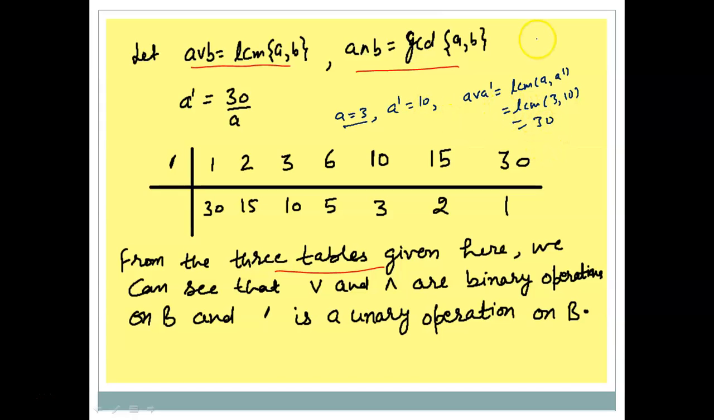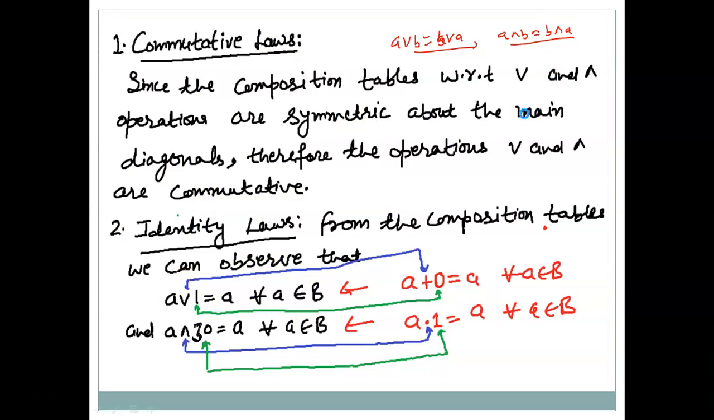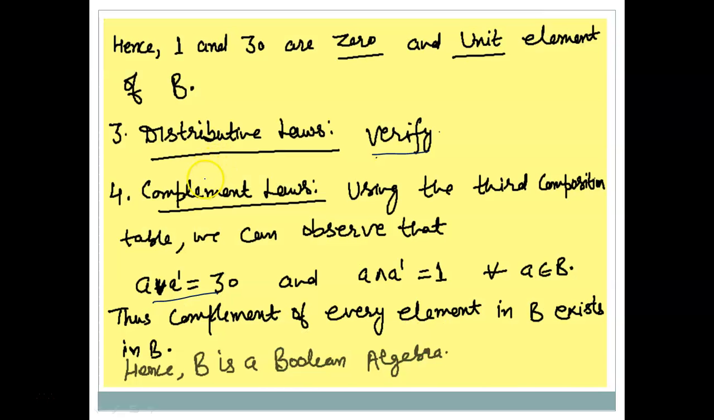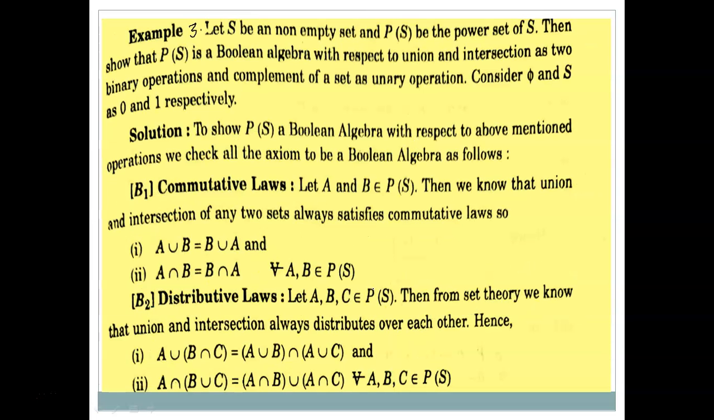A join A dash. Similarly, you get A meet A dash, if you take that, it will be GCD of, suppose here, 3 and 10. So GCD of these two is 1. So you are getting A meet A dash is 1 and A join A dash equal to 30. So that is why this fourth property, complement law, is verified over here. So B is a Boolean algebra.